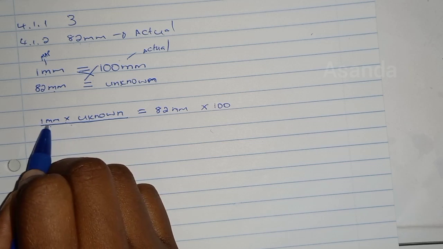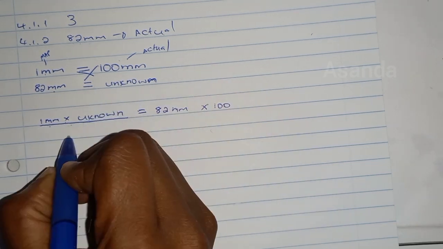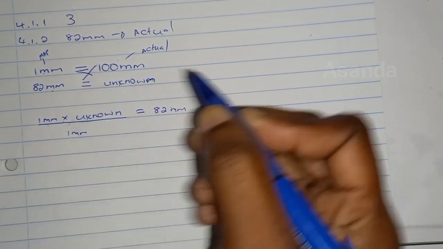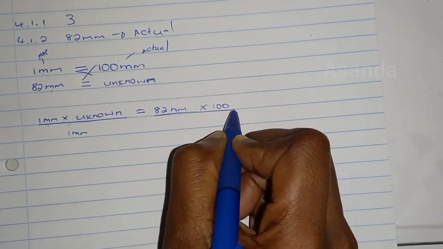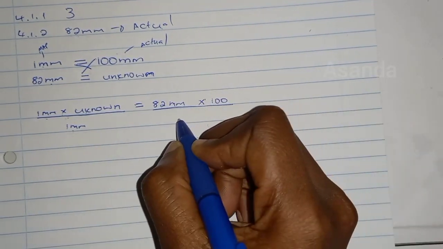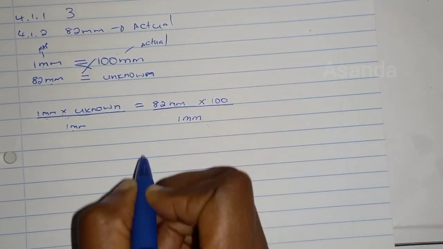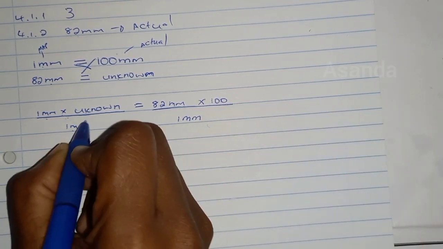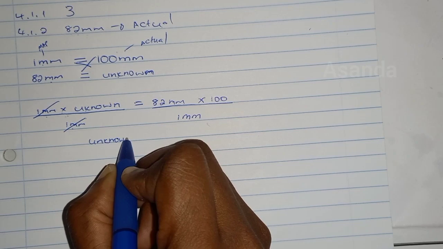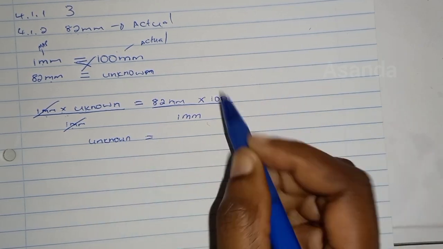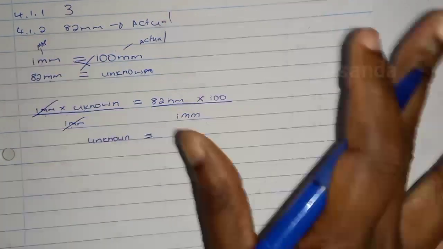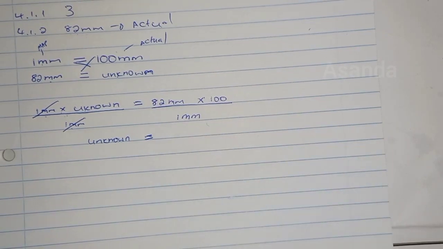What is the opposite of multiply? Divide. And we're dividing by 1 millimeter. So we divided this side, therefore we're going to divide on this side as well. We divided by 1 millimeter, therefore this side we're going to divide by 1 millimeter as well. And therefore unknown is left here now. Always make sure that you don't scratch out too much so that everything can be visible. And then you just multiply.